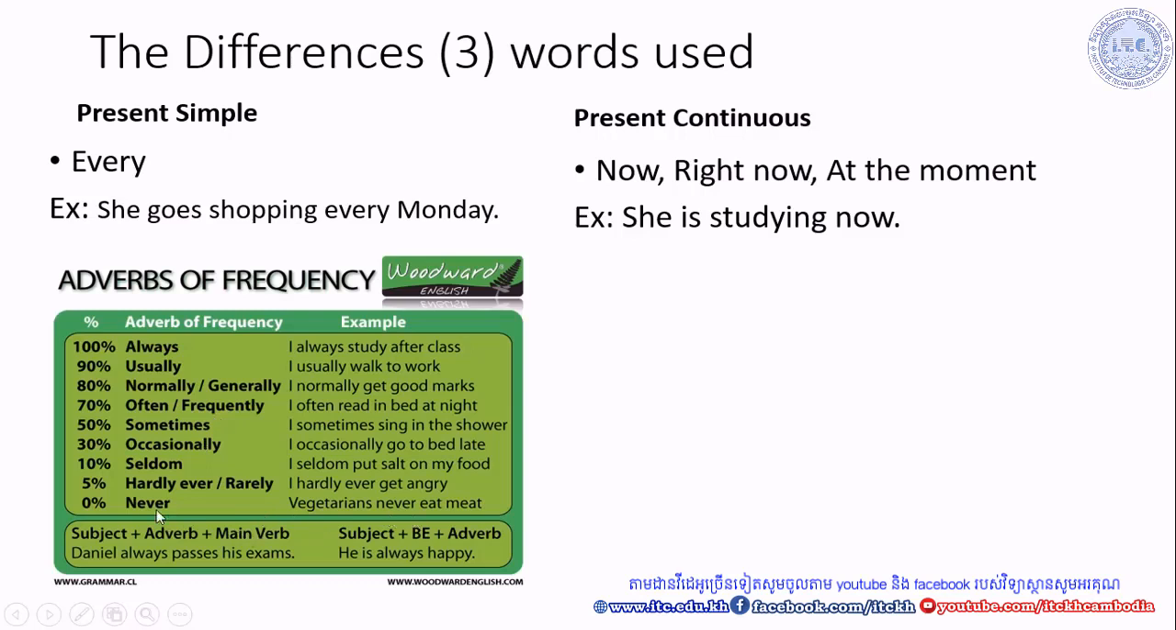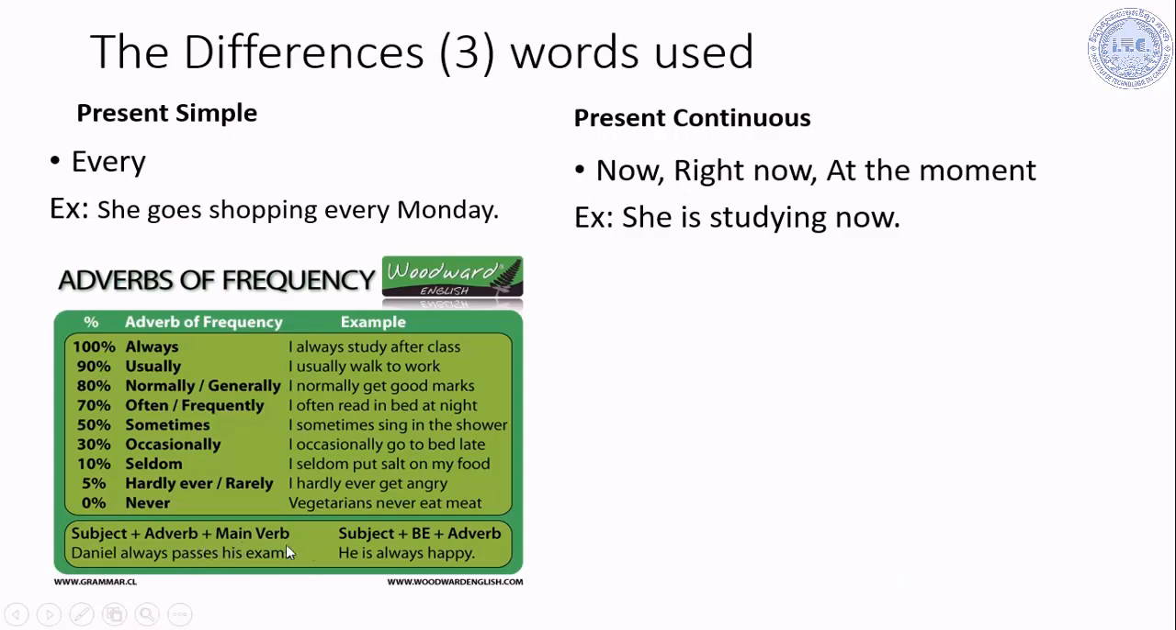And here is how you use adverb of frequency. Subject plus adverb of frequency plus main verb, subject plus be plus adverb. So what I mean is that when your verb is normal, for example sleep, run, you have to use adverb of frequency, for example always, next to the subject. For example, Daniel always passes his exams. But when you use adverb of frequency with be, you have to use it after be. For example, he is always happy, so always behind be, and here always before main verbs.